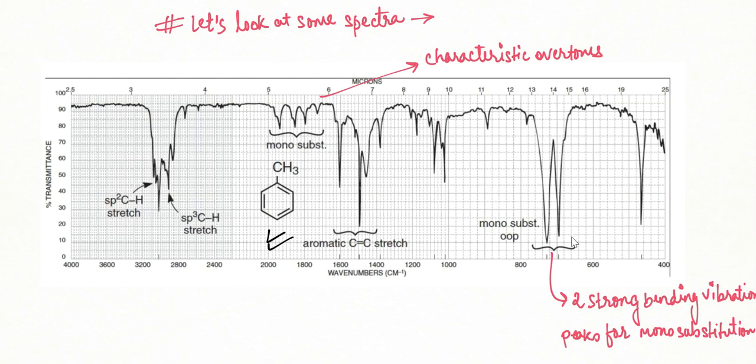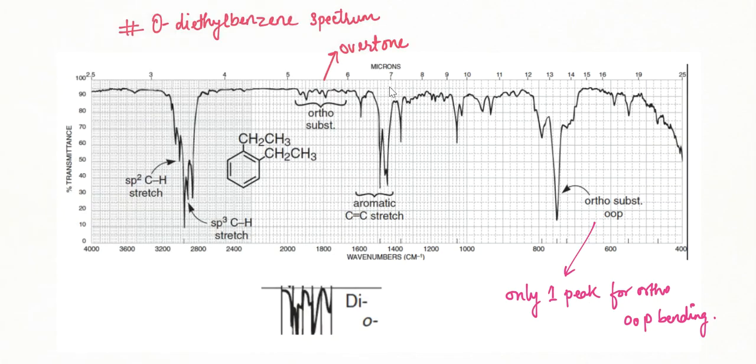We just saw that we need two mono substituted out of plane bending in the fingerprint region, two bending vibration, overtones with this pattern. Okay, so we have already discussed this. So now we are going to move forward to another example. Yes, so here comes our di-ortho substituted benzene.